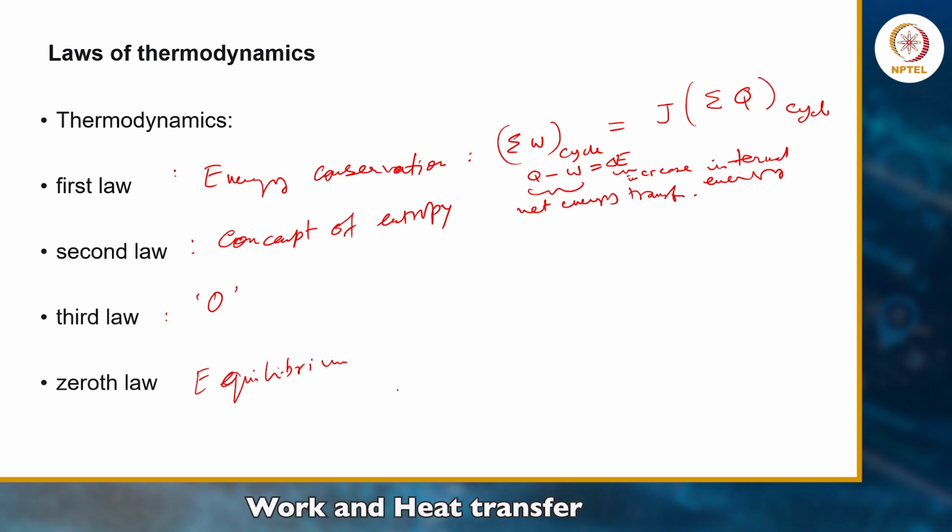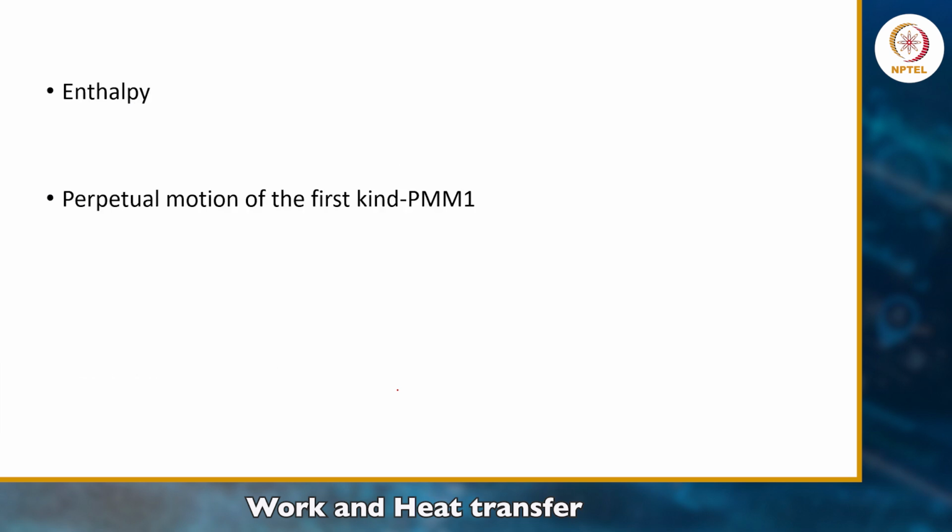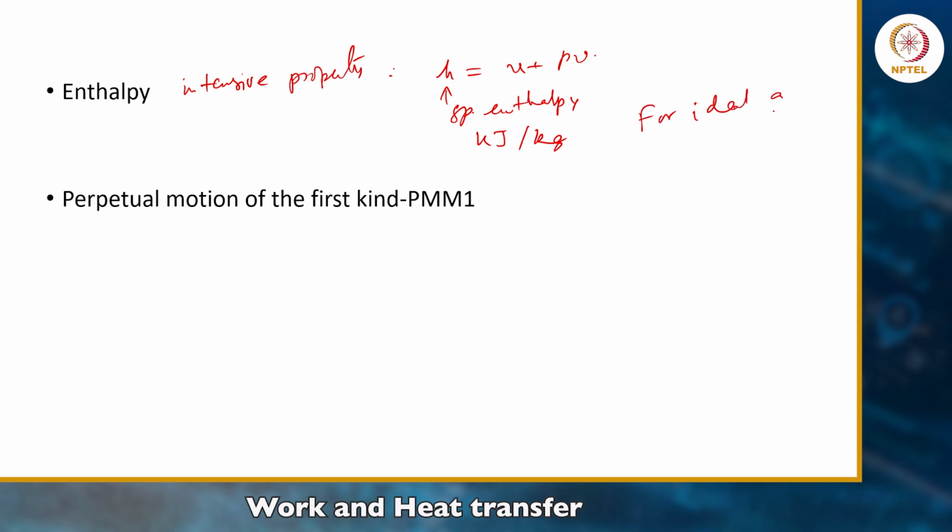Regarding the second law, the entropy we'll discuss later. Enthalpy: enthalpy is an intrinsic property, and the formula is H equals U plus PV. U means internal energy, so this is called specific enthalpy. PV is pressure times volume, and the unit will be kJ per kg. For an ideal gas, H equals U plus RT.